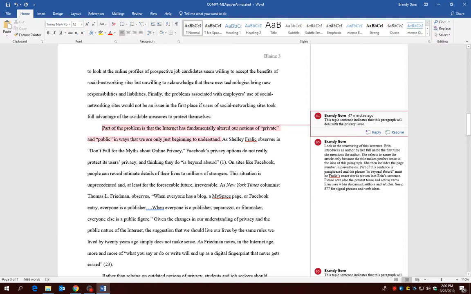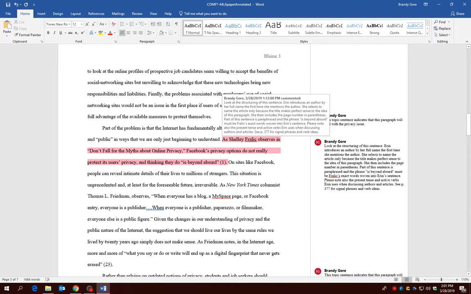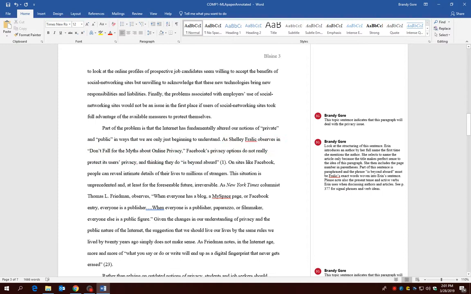Part of the problem is that the internet has fundamentally altered our notions of private and public in ways that we are only just beginning to understand. So that tells the reader that this paragraph deals with privacy issues. Okay, look at the structure of this particular sentence here. She is mentioning Shelley Fralick for the first time, so she's mentioning the author's full name the first time she uses it. She has chosen to go ahead and mention the title of the article that she is referencing. That is because the title of this article feeds right into this paragraph and the point she's making in this paragraph. She paraphrases for a little bit, and then she direct quotes a phrase from Fralick.